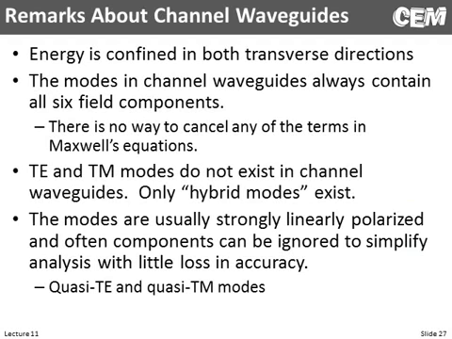So here are some final notes. For channel waveguides, energy is confined along two axes and free to propagate in the third. Modes in channel waveguides always contain all 6 field components: Ex, Ey, Ez, Hx, Hy, Hz. There's no way to justify canceling any of those terms to exactly 0. Now, having seen the modes on the last slide, how linearly polarized they are, we can see that there are some field components that are going to be extremely small.